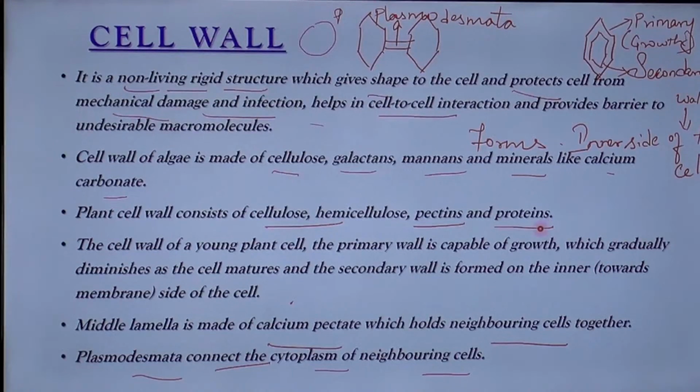And it has a middle structure, that is the lamella, made up of calcium pectate, which holds the neighboring cells. And the cell to cell connection is called plasmodesmata. It connects the cytoplasm of the neighboring cells. So here we are seeing, this is the cell wall.